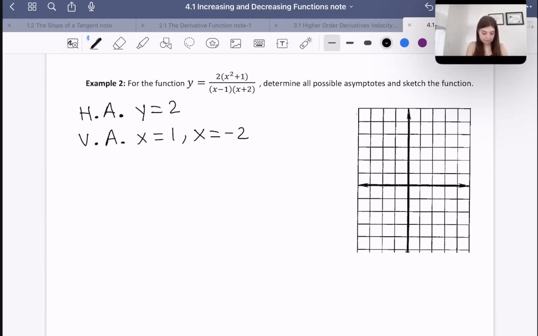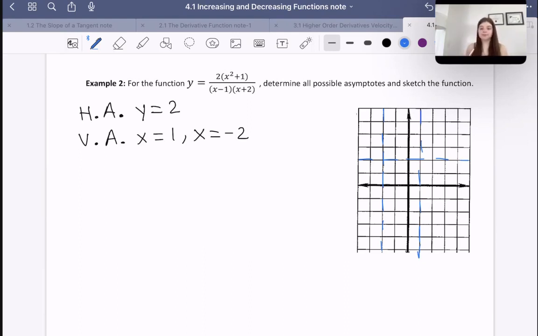Awesome. Okay. So what do we need to do next? I'm next going to go ahead and draw these asymptotes. So we have y equals 2, we have x equals 1, and also x equals -2. So I'm going to draw all the asymptotes. So that's all of them.